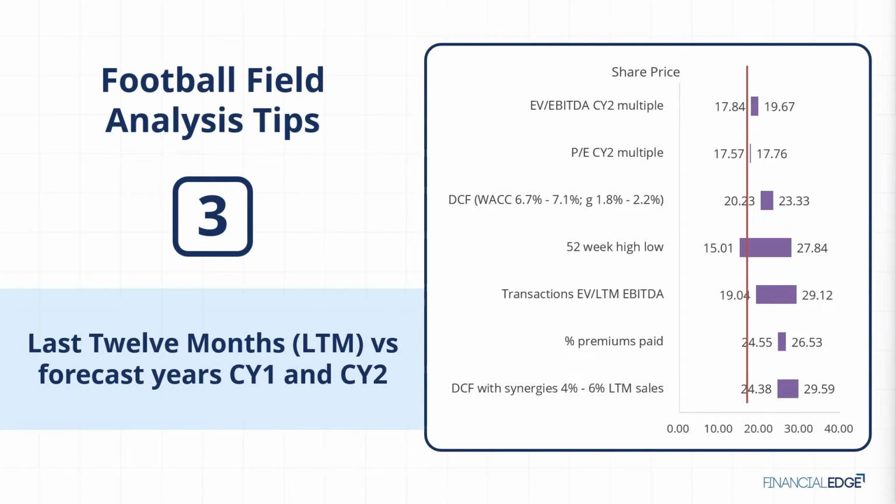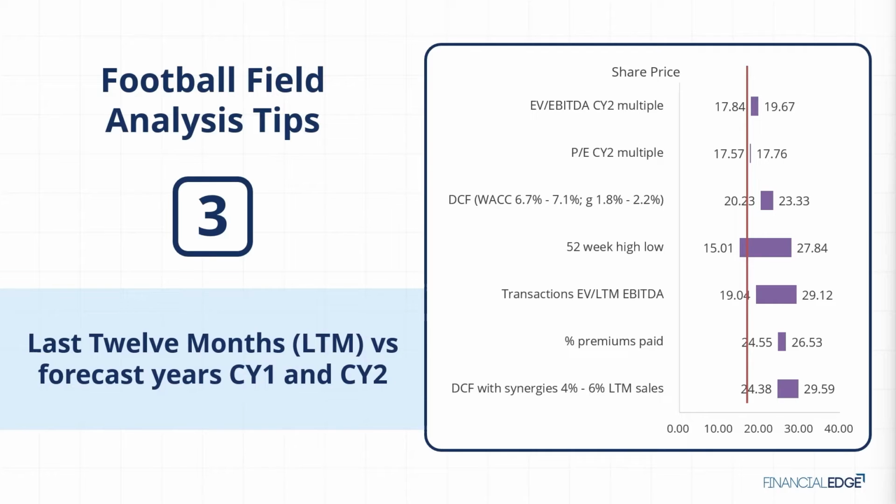In then choosing between the first or second forecast year, CY1 or CY2, normally I would prefer CY1 because it's a little bit more certain than CY2. But if the year you are currently in, CY1, is experiencing a shock economic event, such as a recession, then you may want to ignore it and go to CY2, which may be more reflective of the company's value in normal times.